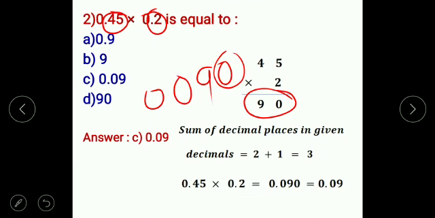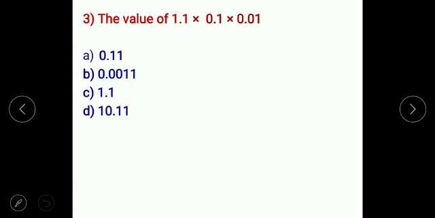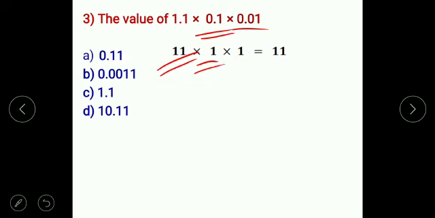So now the next example is example number 3. The value of 1.1 into 1.1 into 0.01. So here option number A 0.11, option number B 0.0011, option number C 1.1, option number D 10.11. So now remove the decimal point in the first number. So your answer is 11. Remove the decimal point from the second number. So your answer is 1. Again remove the decimal point. So again 001, that means 1.